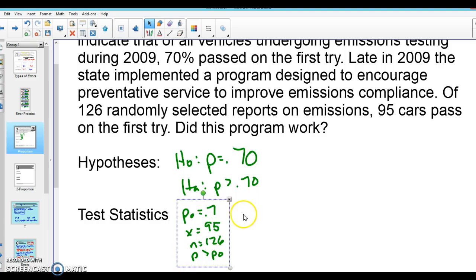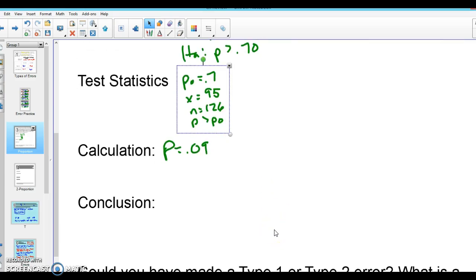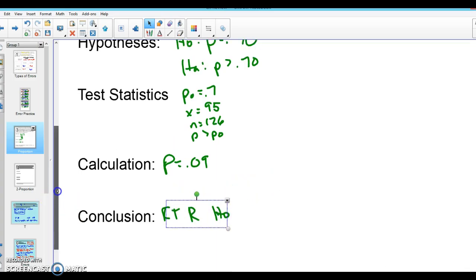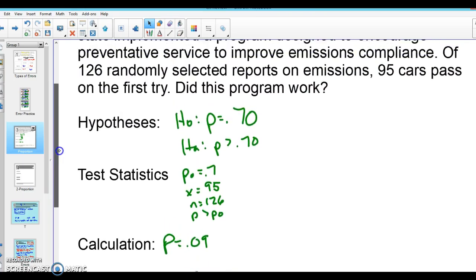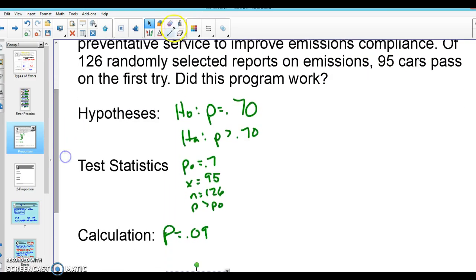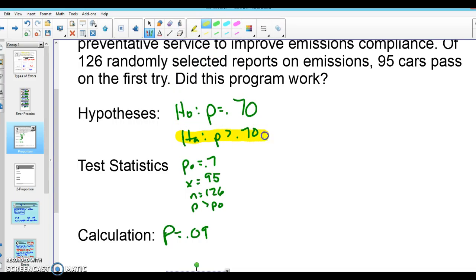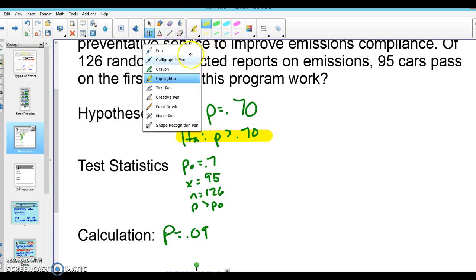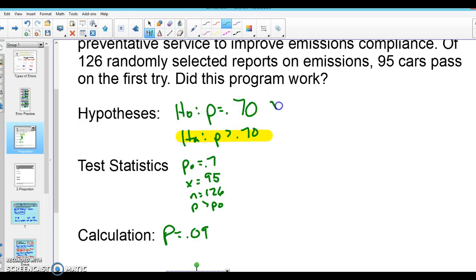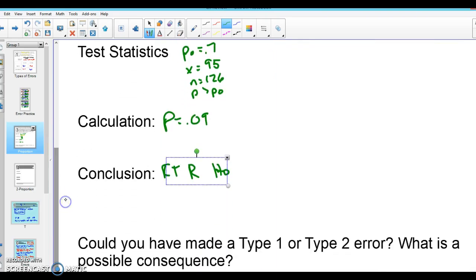Here is what we would type into the calculator. So 0.7, 95 out of 126, and then greater than. This gives us a p-value of 0.09, which means we would fail to reject the null hypothesis. Okay, when we look up here at the top, it looks like the alternative was actually our claim. So if we're failing to reject the null, that means we cannot be supporting the claim as well.